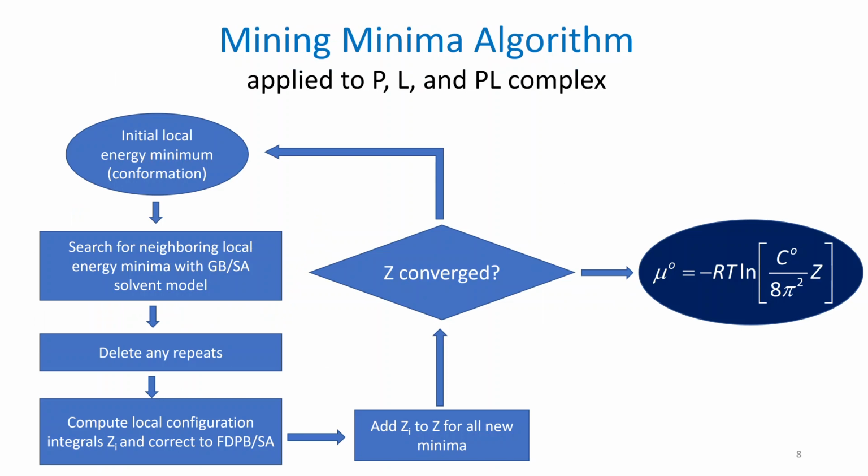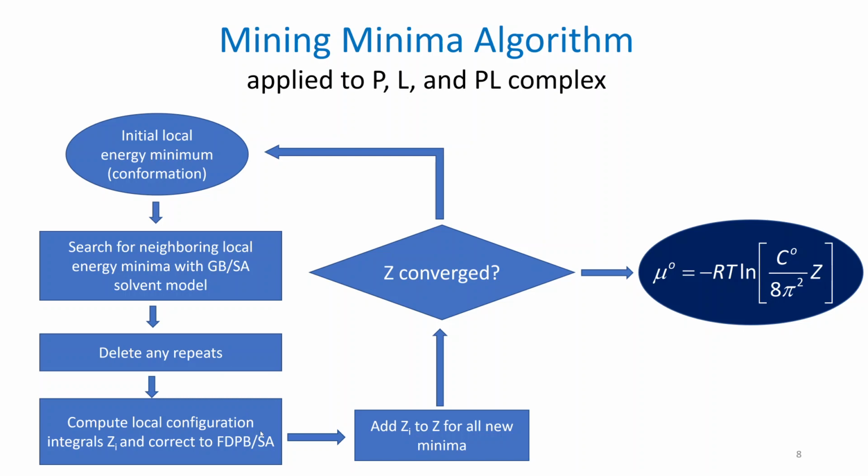But with this basic idea, the overall mining minima algorithm can be diagrammed as this loop, which goes until the configuration integral is converged. And that's done separately for the protein, the ligand, and the complex. So we start with an initial local energy minimum, which is really just a conformation: a conformation of the ligand, a conformation of the protein, or of the complex with a certain ligand pose. We search for neighboring local energy minima, and during the search, we use a generalized Born surface area solvent model for speed. If we then discover that any of the new minima we found have already been counted, we delete those to avoid double counting.